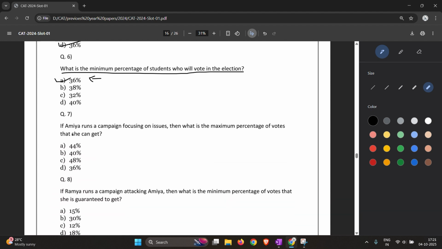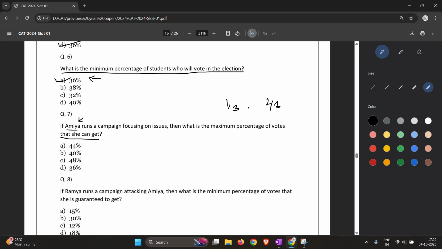So now if Amya runs a campaign focusing on issues, then what is the maximum percentage of votes that she can get? So now what we have to do is maximize the amount of votes that Amya can get. A common mistake a lot of students might make over here is they might assume that in this case Amya should run a vigorous campaign and Ramya should run a stated campaign. So in that case, Amya would get 2/3 of the votes and Ramya would only get 1/3 of the votes.